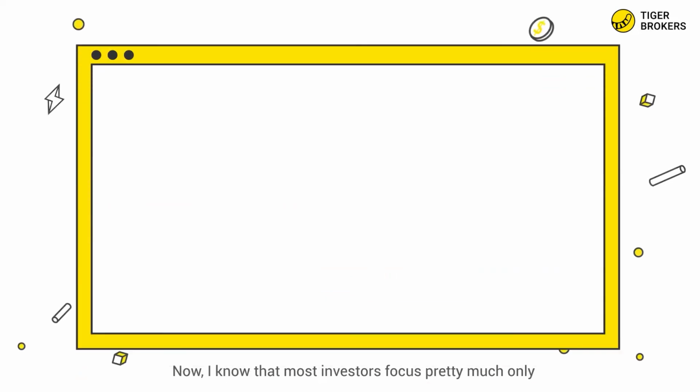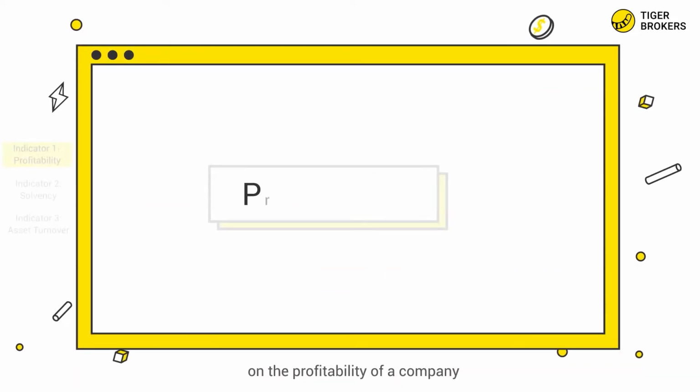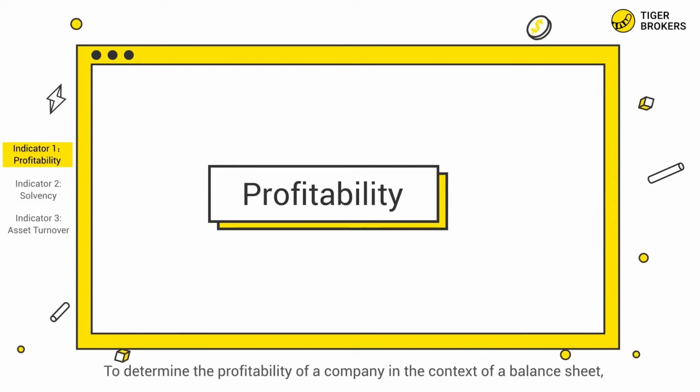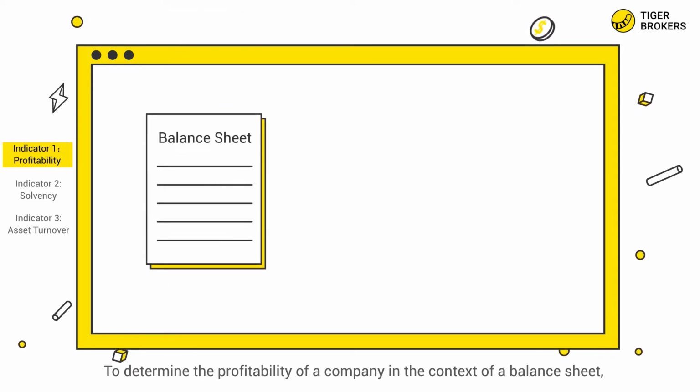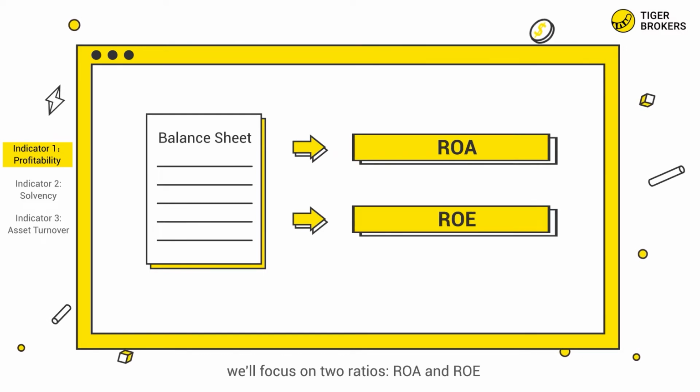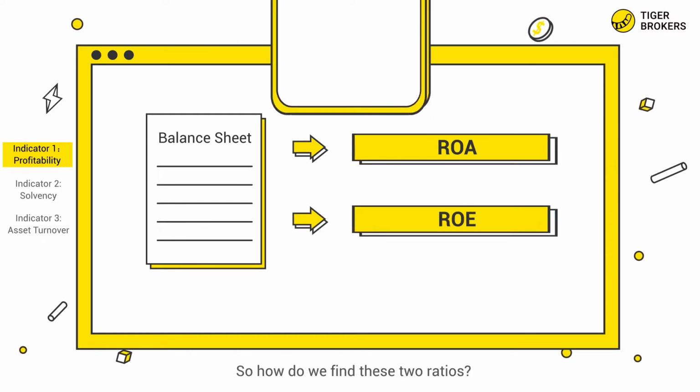Now, I know that most investors focus pretty much only on the profitability of a company. For this reason, we'll start with metrics measuring profitability. To determine the profitability of a company in the context of a balance sheet, we'll focus on 2 ratios, ROA and ROE. So how do we find these ratios?